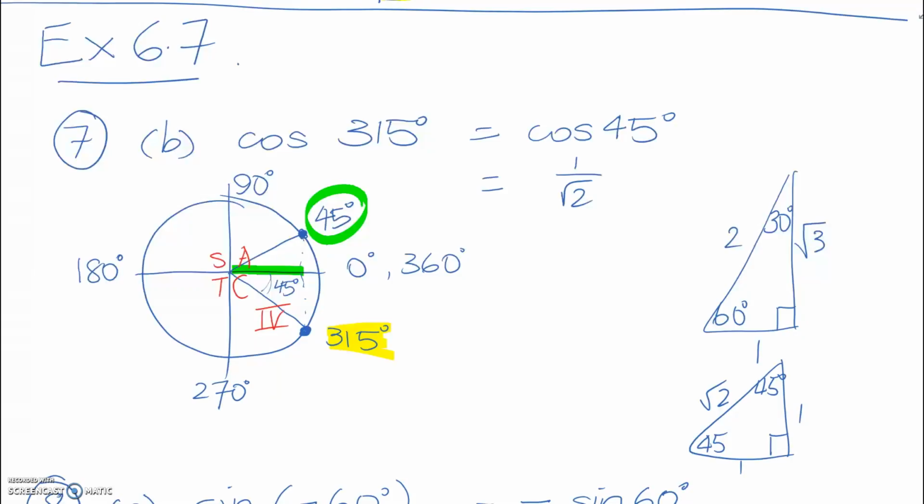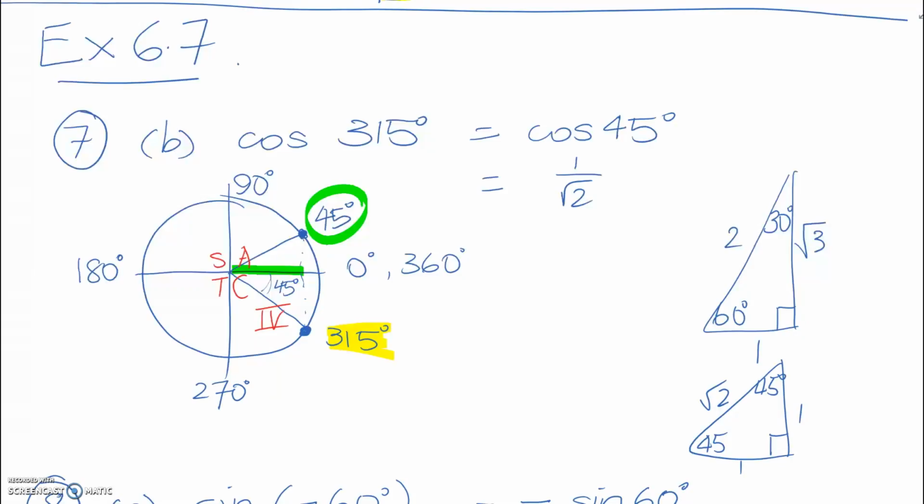Now cos 315 is talking about the x-coordinate of that point on the circle. So the point on the circle at 315 has the same x-coordinate as the point on the circle for 45 degrees. So the cos of 315 is exactly the same as the cos of 45. And that is supported by the fact that our ASTC circle says that if you're in the fourth quadrant, cos will be positive. So yes, cos 315 will be a positive quantity.